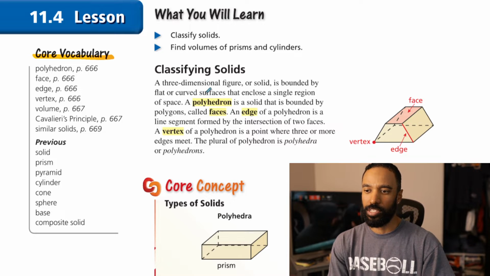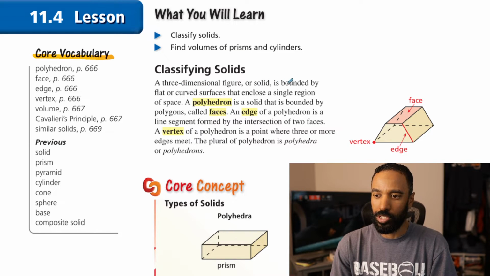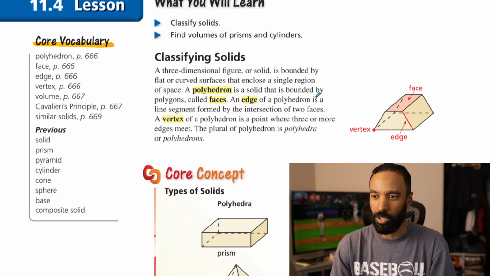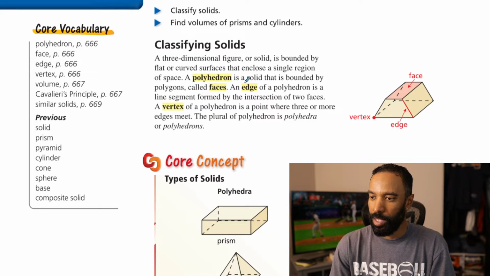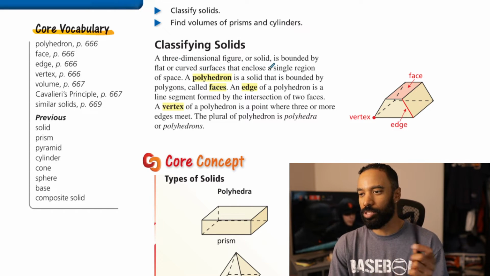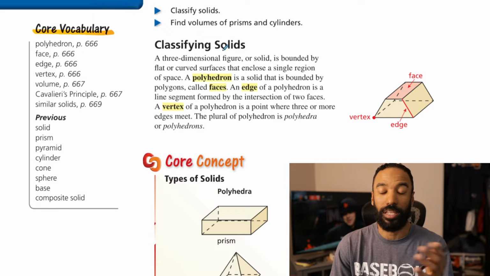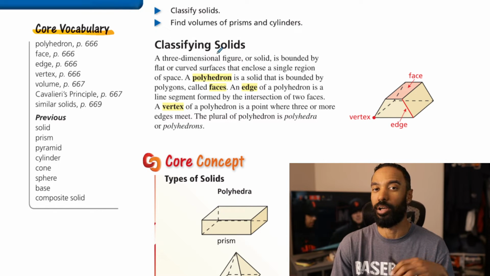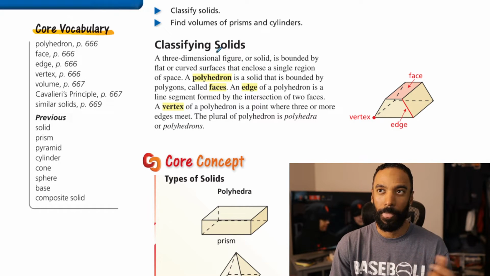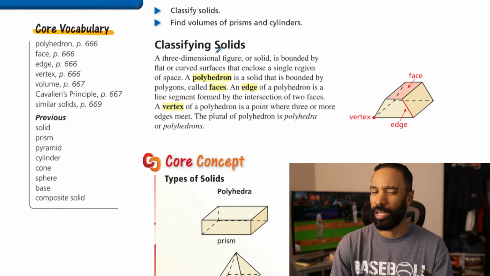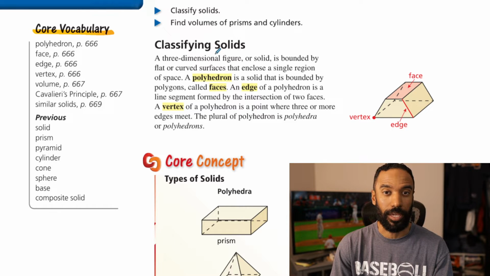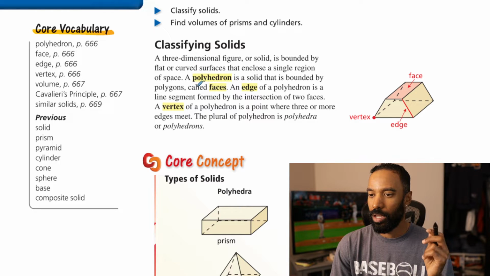Okay, let's classify solids. A three-dimensional figure or solid is bounded by flat or curved surfaces that enclose a single region of space. A polyhedron is a solid that's bounded by polygons called faces. A solid, like a sphere is a solid, but it's not a polyhedron. Just like a circle is a shape, I guess the 2D word is shape, but it's not a polygon because it doesn't have sides, as spheres don't have edges.